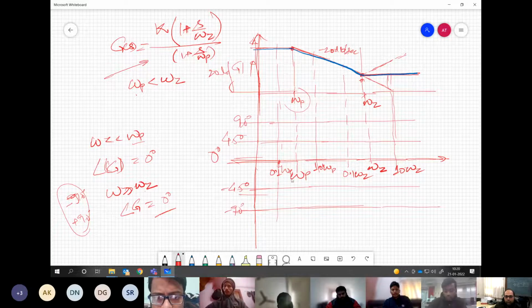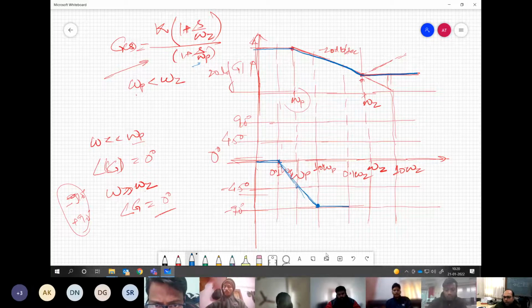Okay, now if I ask how this curve, the phase plot, will behave, what will happen? It will start from 0, correct? And then because the pole is coming first, we have omega p first, so it will definitely go towards the negative. And because our 10 omega p is coming before 0.1 omega z, it will definitely go and meet minus 90 degree, and continue with that phase until it meets 0.1 omega z.